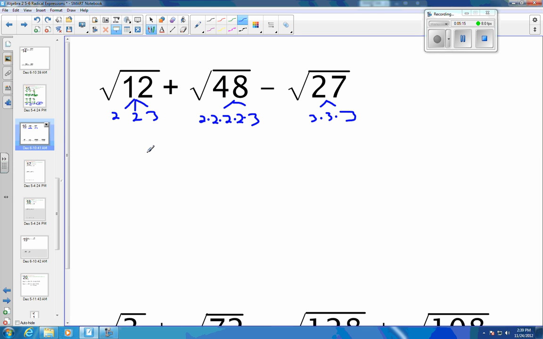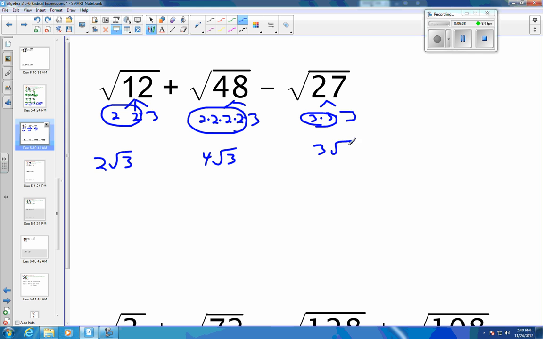And if you want to go that far, you can. Know that I'm doing a square root, so I'm looking for groups of 2. So I have a group of 2 here, so that's 2 square roots of 3. I have 2 groups of 2 here, so that's going to be 4 square roots of 3. And I have a group of 2 right here, so that's 3 square roots of 3.